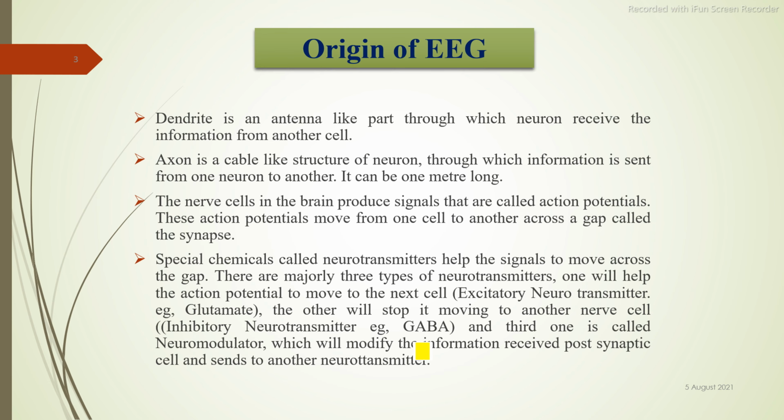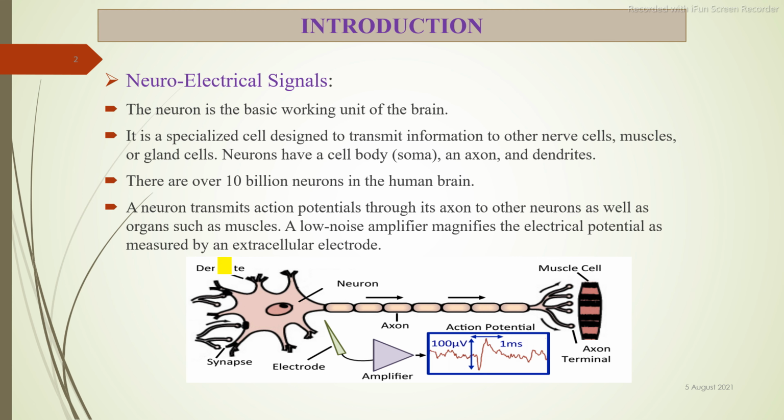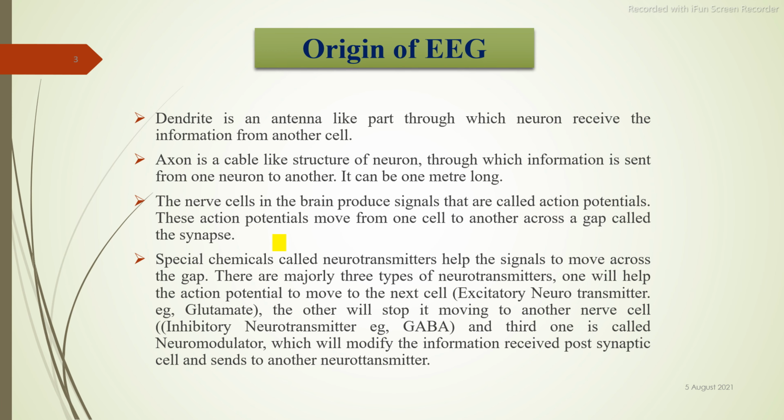Now coming to the next slide, we'll try to see the origin of EEG, how the EEG signal works and how that signal is captured. The dendrite, which you might have seen in the previous slide, looks like an antenna. That's why I have defined the dendrite as an antenna-like structure through which a neuron receives information from one cell to another cell.